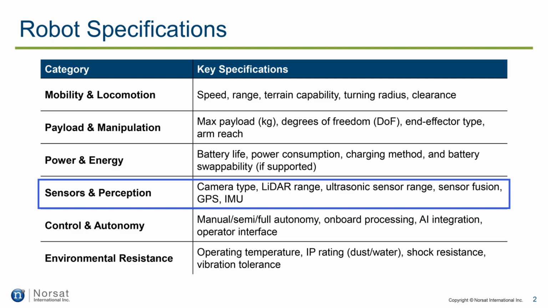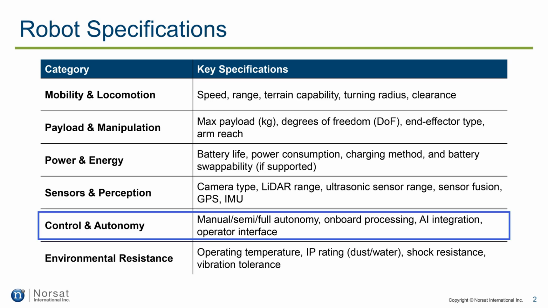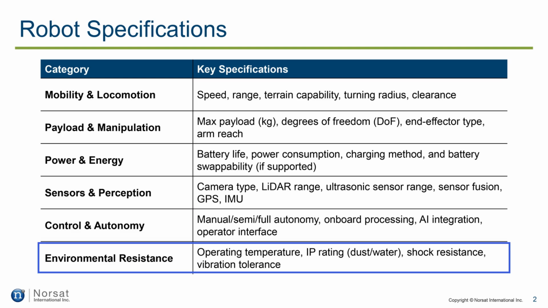Sensors and perception involve the cameras, LiDAR, GPS, and other tools the robot uses to see and understand its environment. Control and autonomy define how the robot is operated, manually, semi-autonomously, or fully autonomous, and how much onboard intelligence it has. Environmental resistance tells us how well the robot handles heat, cold, water, dust, shock, and vibration. These categories help evaluate what a robot can do and where it can go.